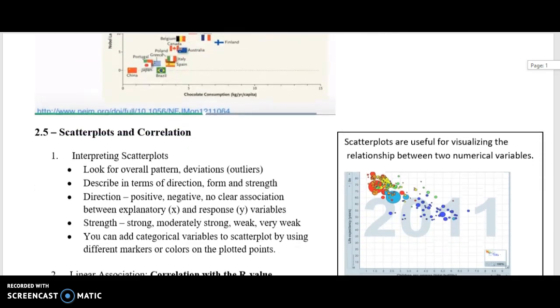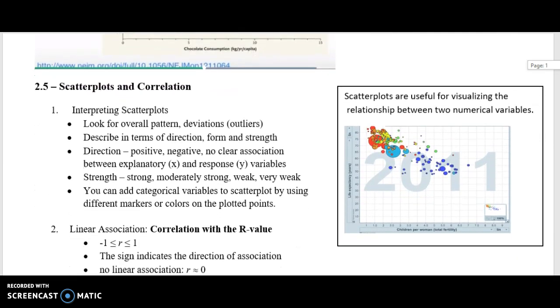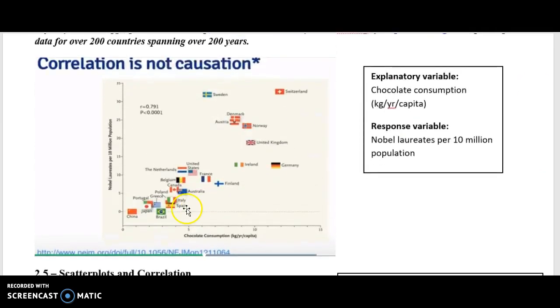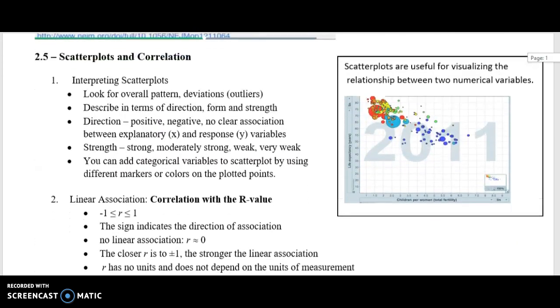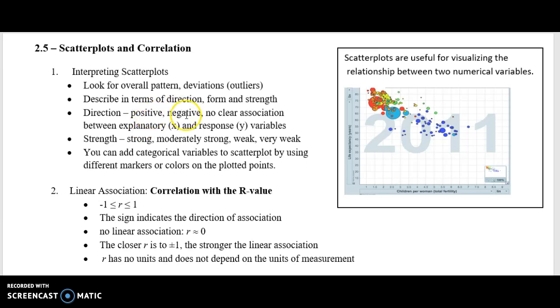So, scatter plots and correlation. Interpreting scatter plots, you look for overall patterns or you look for outliers. You're going to be describing them in terms of direction, form, and strength. The direction is either positive or negative. So as we go back, if you look, the line is going up to the right, so that seems to be a positive direction. If it had been going down to the right, that would be negative direction. So think about your algebra slope. So there's positive direction, negative direction, or no clear direction whatsoever. The strength is strong, moderately strong, weak. We'll get to those categories in a minute, how we can describe them.